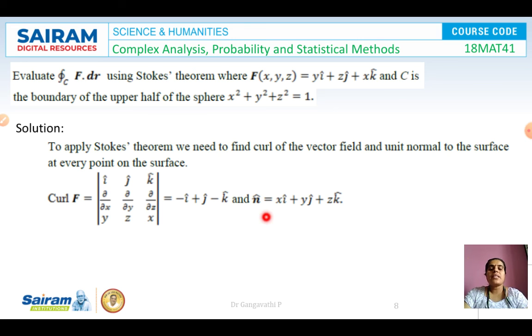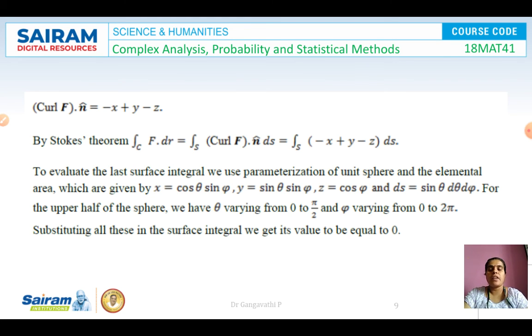Now let us consider n cap as xi plus yj plus zk cap. This is any vector. So curl f dot n cap, when we do the dot product between them, we get minus x plus y minus z. By Stokes theorem, we have the integral over c of vector f dot dr equal to the integral over s of curl f dot n cap into ds. So curl f dot n cap is minus x plus y minus z, which we have obtained. I am substituting it here.